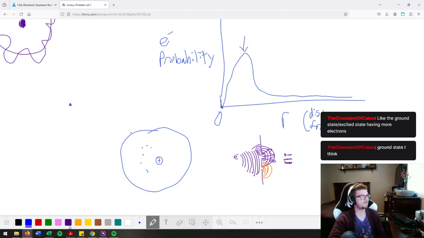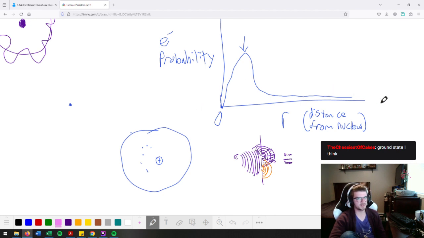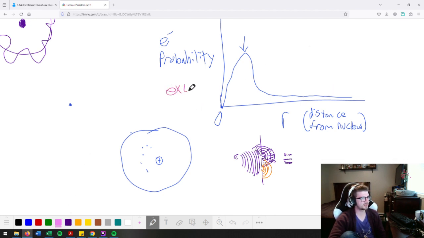Okay, so let's say that pink here is an excited state, and call the blue the ground state. If you take an excited state, I think what you'd more likely see is something a little more like this. And so in an excited state, you're more likely to find the electron further away from the nucleus than it is in a ground state. So yeah, that's totally applicable here.